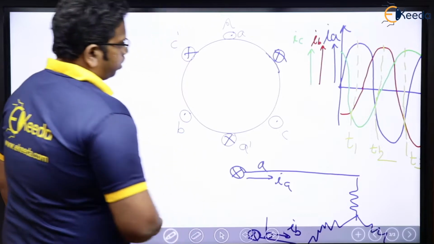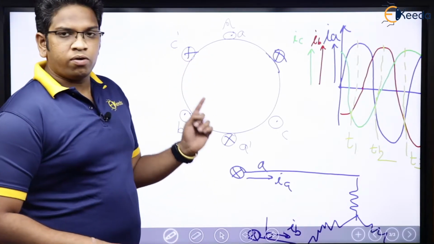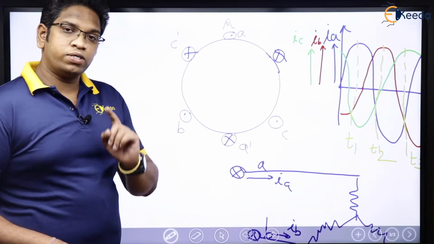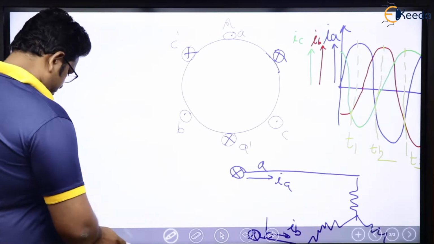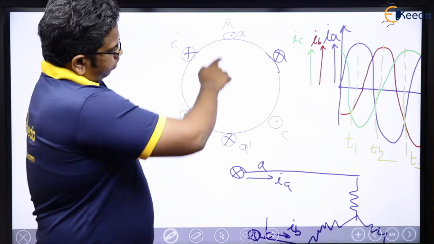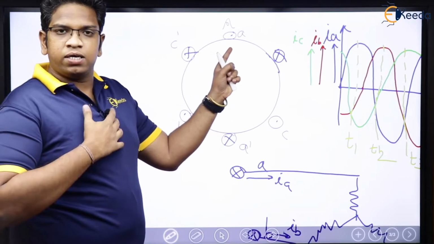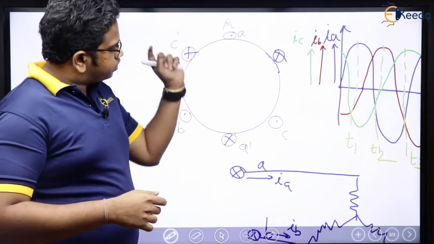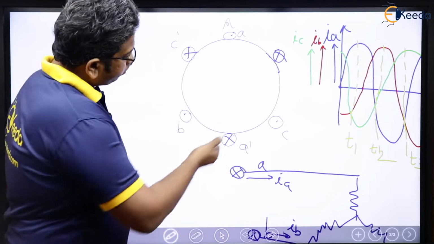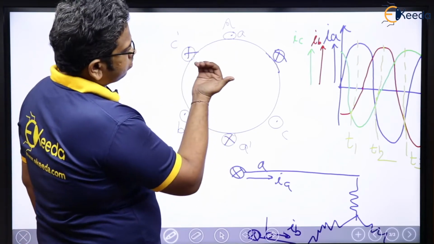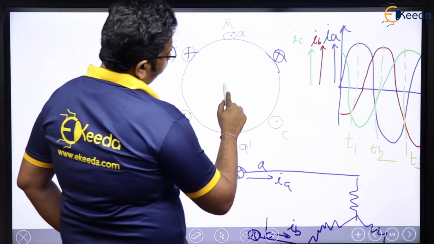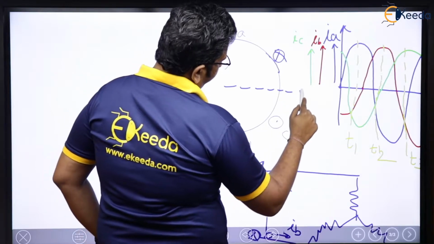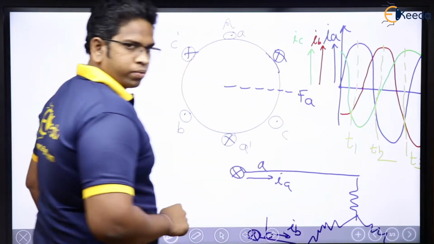See here. Now, by this, we will understand what is going to be the axis of MMF. How? Let us see. See here. Here A is given the reference as dot, A dash is cross, which means current is entering in A dash, coming out from A. So this is going to be the direction of MMF. So this is going to be FA. Right?